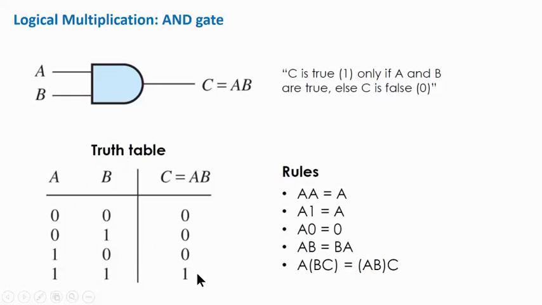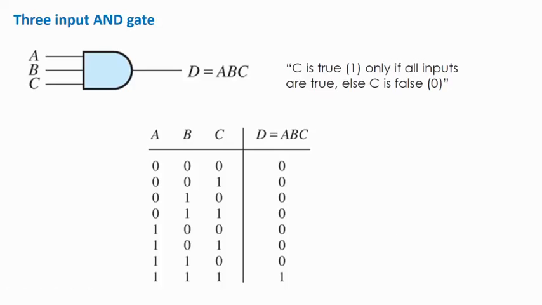The output will be high only if all the inputs are high. So that's the main logic behind it, right? In order to get the output high, you have to get all the inputs high, and these are the rules. A times A is A, A times 1 is A, A times 0 is 0, and commutative and then distributive, right? And same thing, you can extend to any number of inputs.